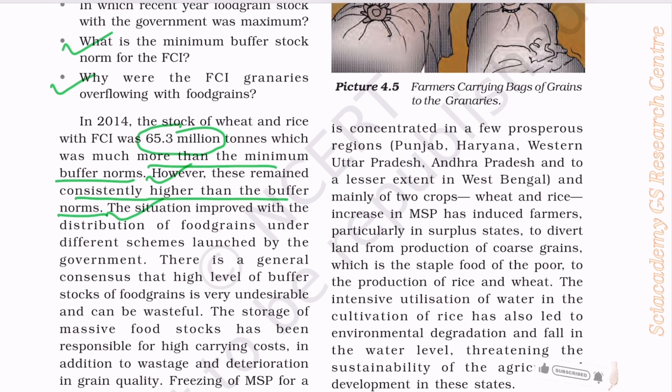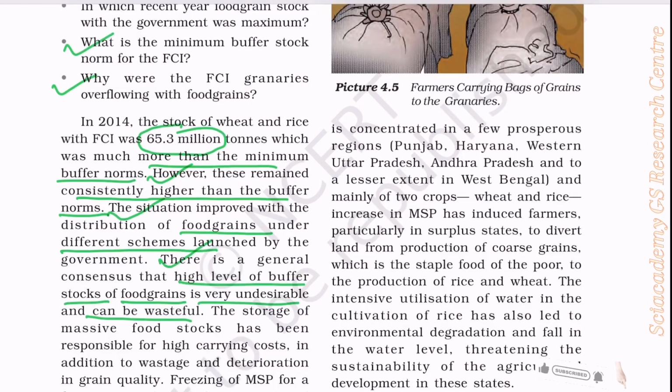The situation improved with the distribution of food grains under the different schemes launched by the government. There is a general consensus that high level of buffer stocks of food grains is very undesirable and can be wasteful. The storage of massive food stocks has been responsible for high carrying costs in addition to wastage and deterioration in grain quality. Freezing of MSP for a few years should be considered seriously.